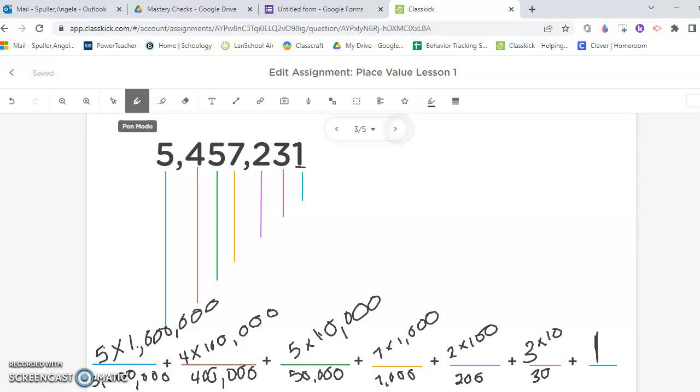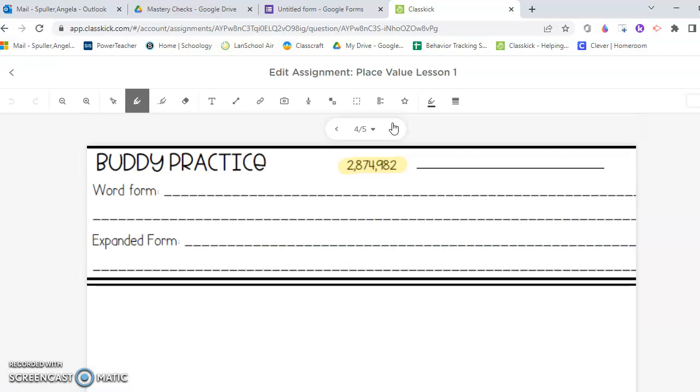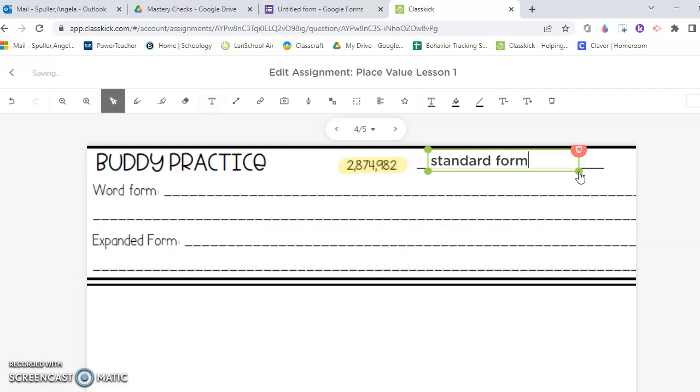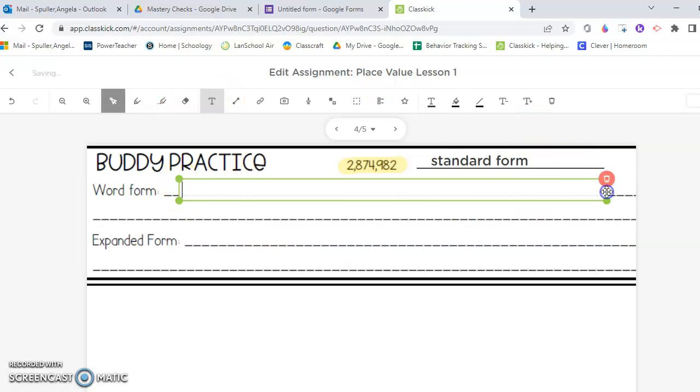Okay? All right. Now, we're going to try putting this in a couple different ways. First off, I want you to remember that when you see it in numbers, we're going to first label it as the standard form. Okay? Now, saying this number in word form. Well, how would you say this?